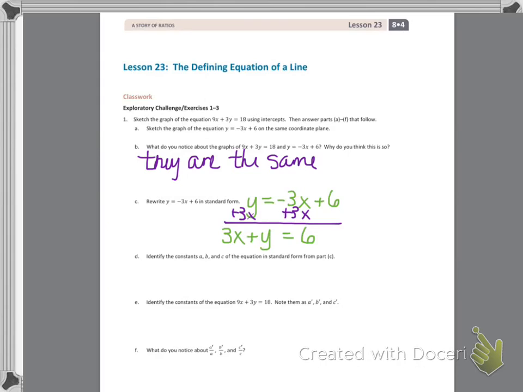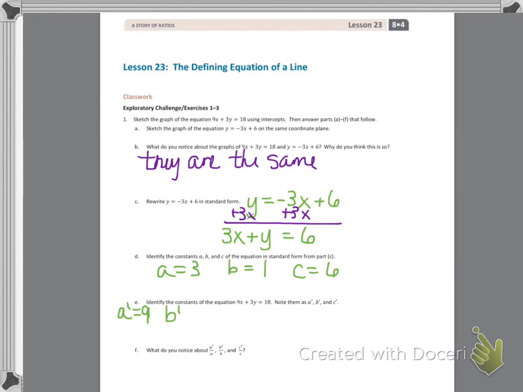Identify the constants a, b, and c of the equation in standard form from part C. So the constants are a equals 3, b equals 1, and c equals 6. And then we're asked to identify the constants of the equation 9x plus 3y equals 18 and call them a prime, b prime, and c prime. So let's see, I'll try to write it over here. A prime is equal to 9.